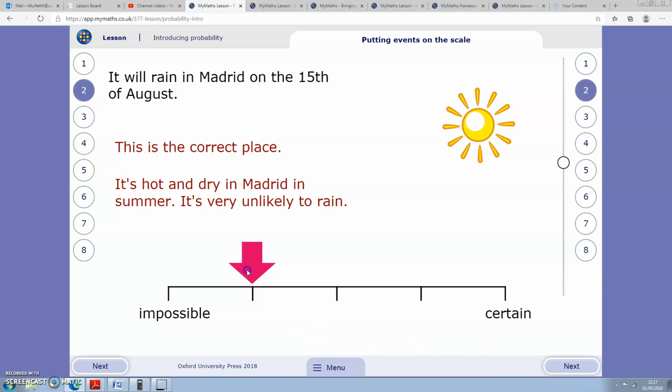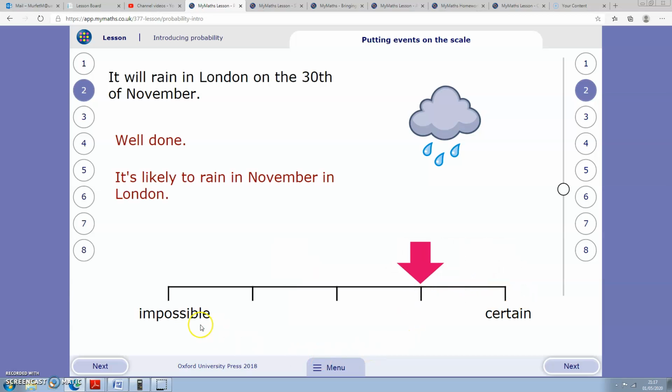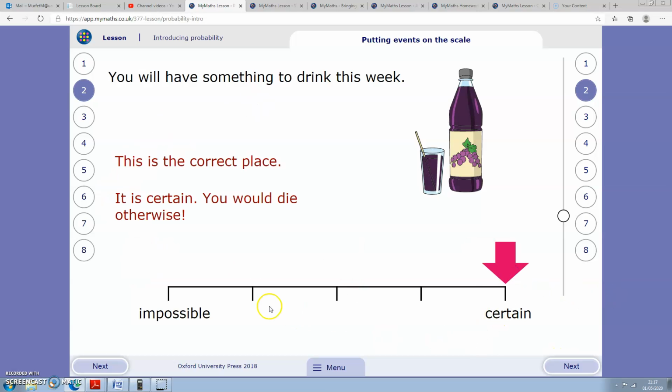You can get closer down to the impossible area, but we're only using these 5 sections for now. It will rain in London on the 30th of November. It isn't certain it will rain, but it is probably likely, because in this country we do get quite a bit of rain in November. You will have something to drink this week. On that one, it's going to be certain.